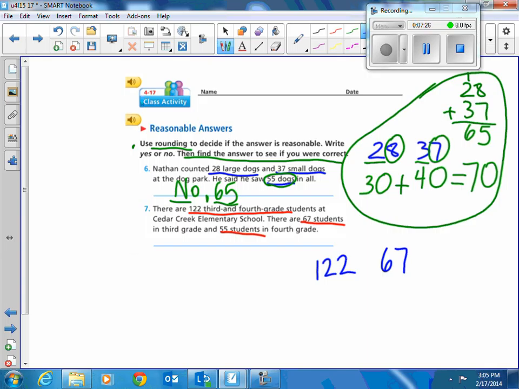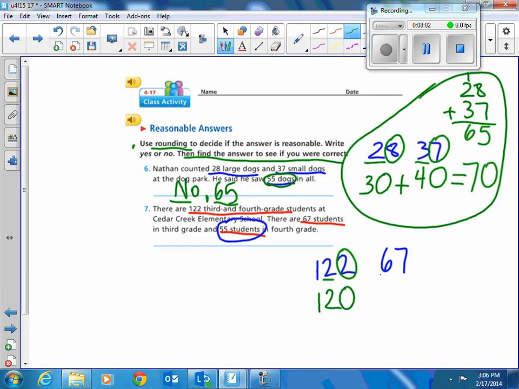Okay, so we're going to check and see if this is reasonable, if there really would be 55 students in fourth grade. So we write 122 and 67 down. So what we need to do is round our numbers. Okay, so let's do the tens place here. Underline my tens place. Let's circle the ones place. So does that 2 tell me to round up or stay the same? Well, it's below 5, so it tells me to stay the same, right? So my 1's going to stay the same and my 2's going to stay the same, and I'm going to put my 0 at the end.